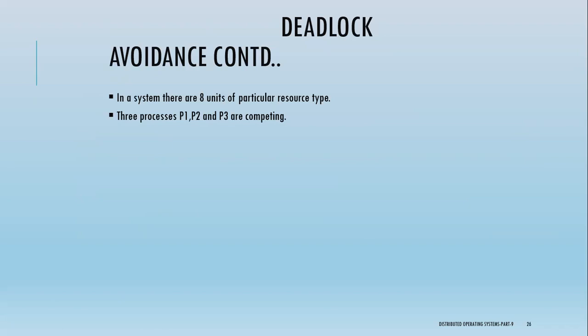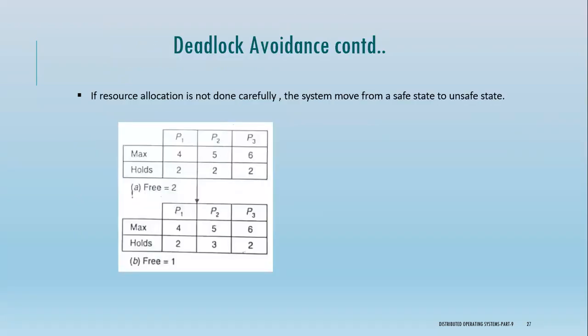In a system, there are 8 units of a particular resource type. 3 processes P1, P2, and P3 are competing for the resources. If the resource allocation is not done carefully, the system may move from a safe state to an unsafe state. For example, let us consider, as shown in the diagram, that P2 requests one additional unit of the resource and the same is allocated to it by the system. The resulting system state is shown in part B of the diagram.